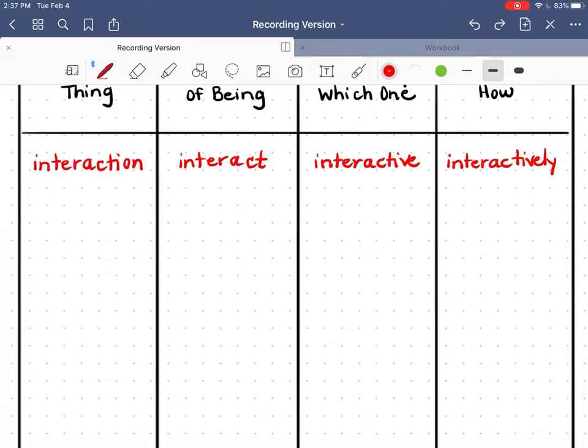Mammal is a noun. It's a thing. There is an adjective that you see sometimes in science. Mammalian. Mammal with an I-A-N is in the same family.